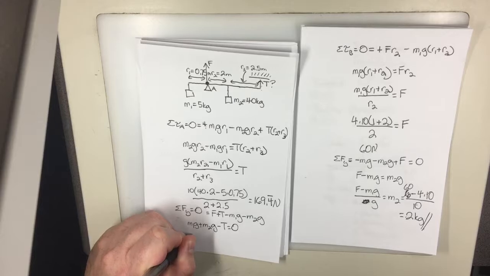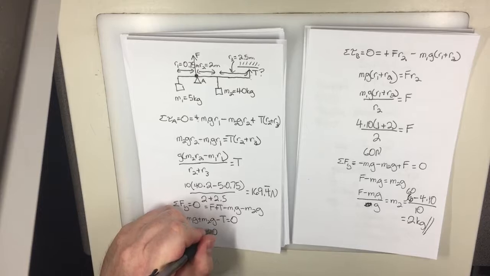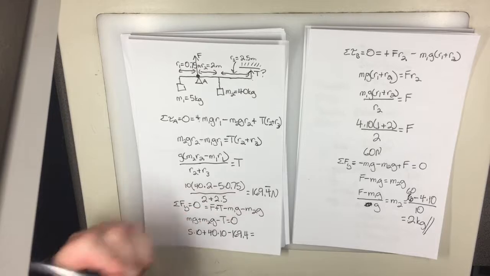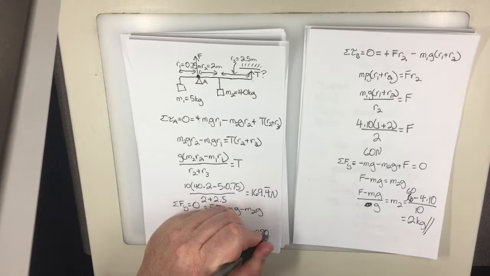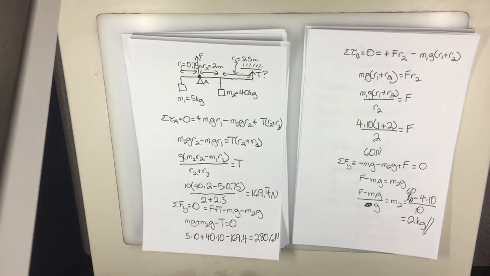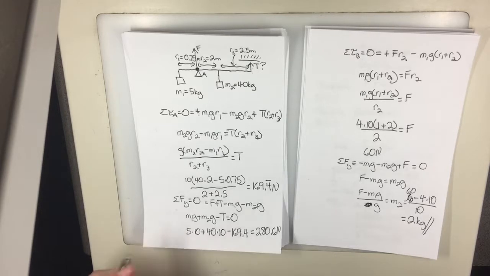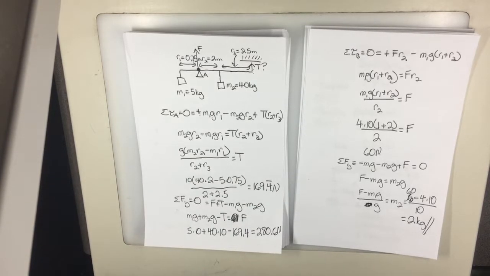This gives me 5 times 10 plus 40 times 10 minus 169.4, and that will give you 280.6. And so that's the tension and the force. Oop, that's not a 0, that's F. And so that's a torque bar problem.